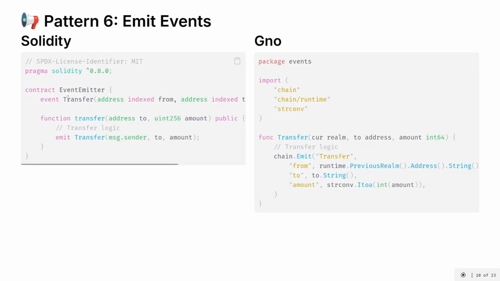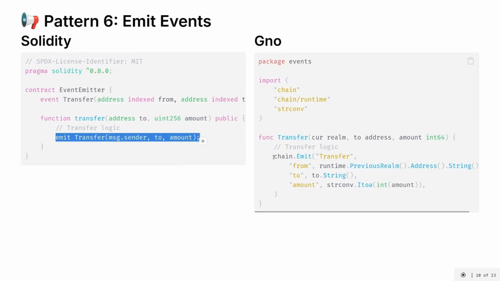To emit an event in Solidity, you must define the event and use it whenever you want. And in GNO, you must call the chain.Emit function with the different variables. You can put any string and it will generate a data structure like a JSON that can be parsed by any listener.